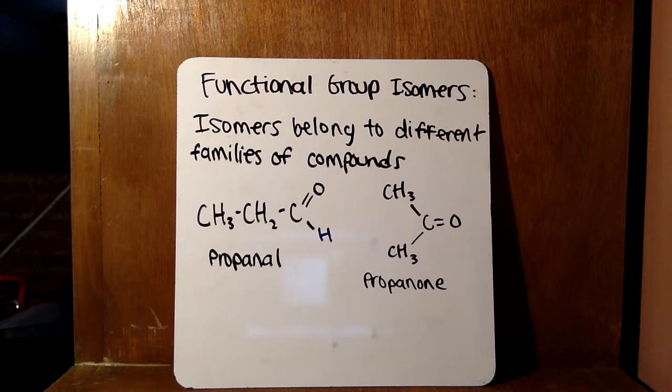Functional group isomers. In this variety of structural isomers, the isomers contain different functional groups. That is, they belong to different families of compounds. For example, a molecular formula C3H6O could be either propanal, an aldehyde, or propanone, a ketone.